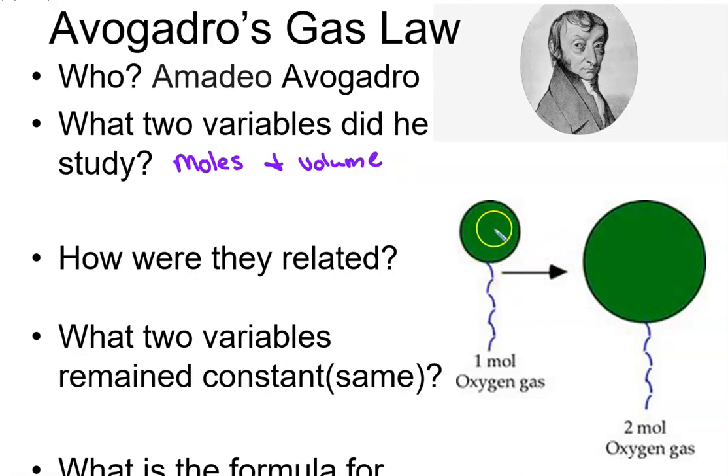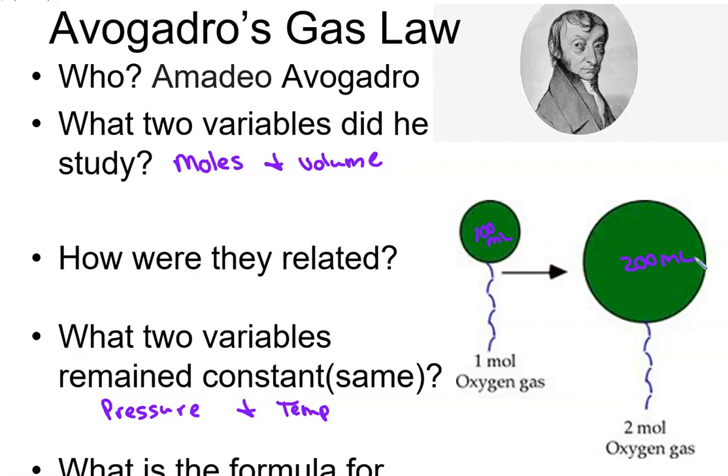And so basically he said that if you, so what did he keep constant? Let's go ahead and put that. So pressure, not part of it, and temperature. Okay, they stay the same, so part of that combined gas law. He said basically if you had 1 mole of a gas and the pressure and temperature were the same, if you put twice as much, then it's going to get twice the volume. So say this was maybe 100 milliliters. Now this would be 200 milliliters.